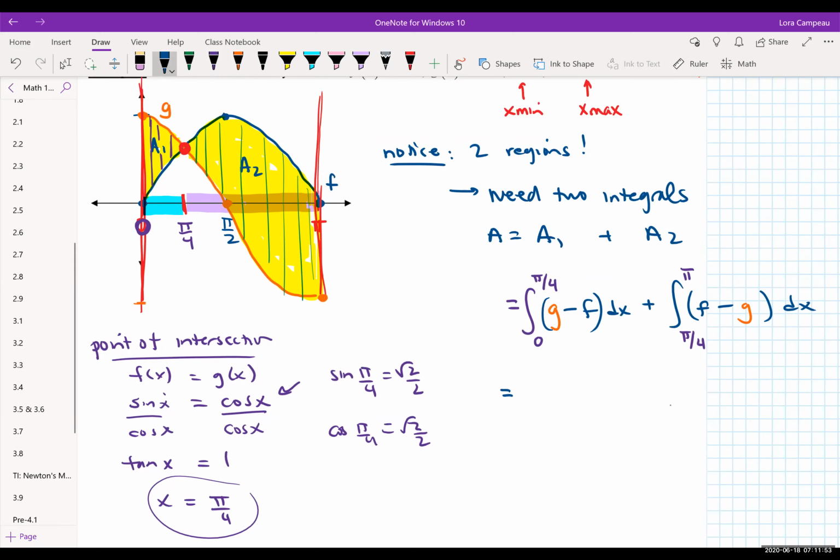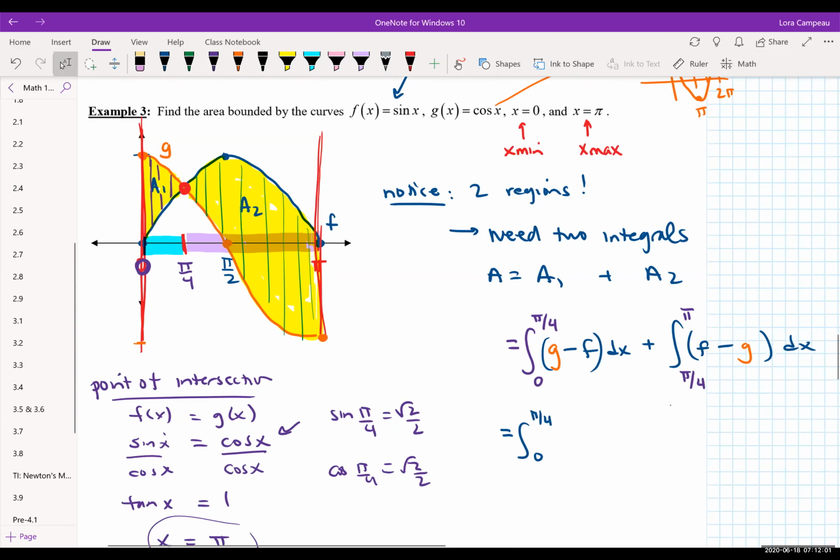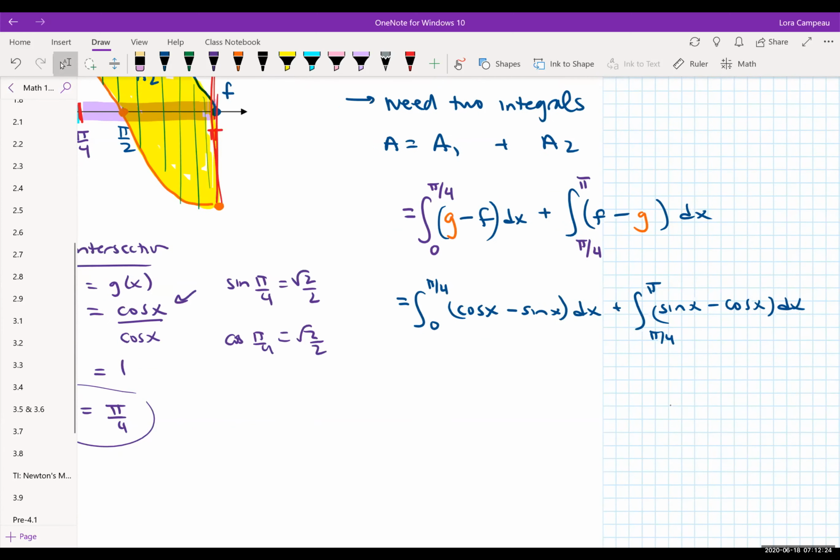Now let's simplify. Let's see if we can find numbers for these. So I have 0 to pi over 4. Now g, in our case, is cosine x. So I have the integral of cosine x minus sine x with respect to x, plus the integral from pi over 4 to pi. My f is sine x, and I'm subtracting off cosine x with respect to x. So I'm replacing the functions with their actual formulas. And so now we know we've got to integrate trig functions.